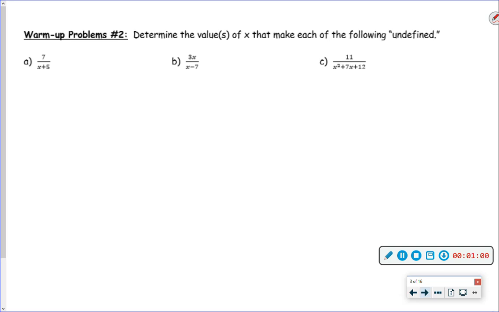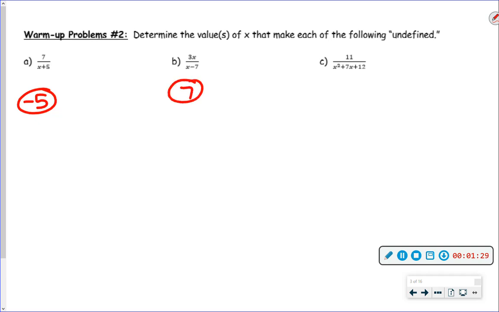Determine the value of x that makes each of the following undefined. Well, when is a fraction undefined? When what number is under the line? 0, I heard it. So what number makes this 0? When x is what? -5. So just to throw it back to the first chapter, if we were doing domain of this, which we will be in a minute, I would say all real numbers, x cannot equal -5. What's the one number for x you can't use in B?